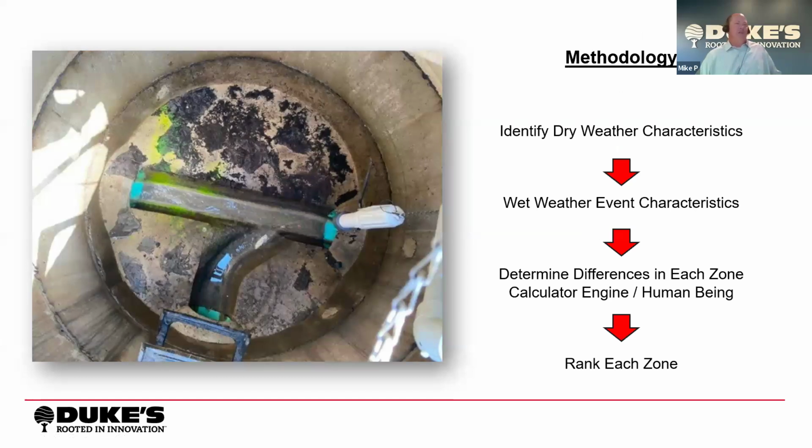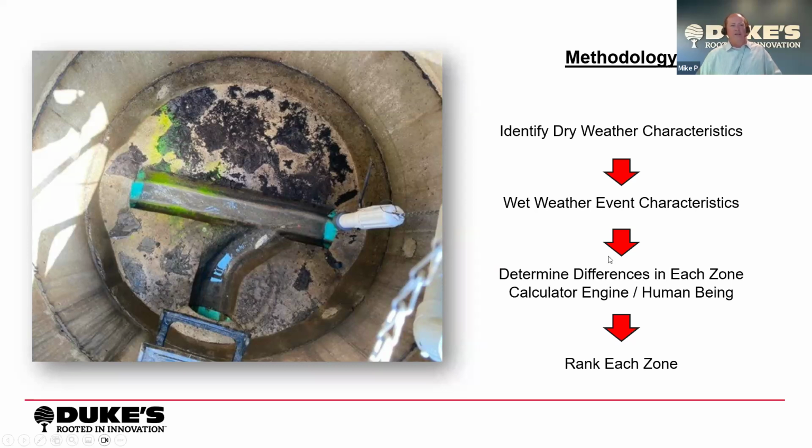Just to touch on the general methodology here, not to get all into the weeds, the basic idea is very similar to the flow discussion we were talking about earlier. We're identifying the dry weather characteristics, what the levels were, what's happening during dry weather. We're looking at what's happening during wet weather, how much, what changed, where did it change. And then we determine the differences in each zone. And when I say zone, I mean the 1,200-foot zone, right?